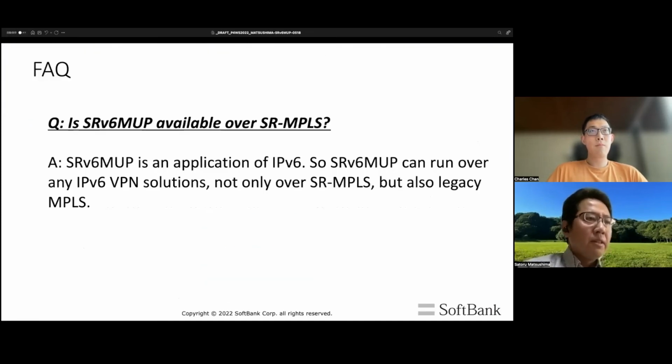Oh, this is a very trivial FAQ. Many people ask, SRv6 supports SRv6 MUP, but what about SR-MPLS? Can SR-MPLS support the MUP? The answer is that SRv6 MUP is an application of IPv6, so SRv6 MUP can run over any IPv6 VPN solution, not only over SR-MPLS but also legacy MPLS.